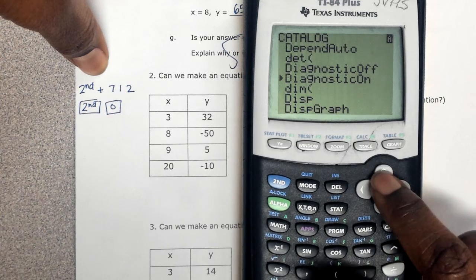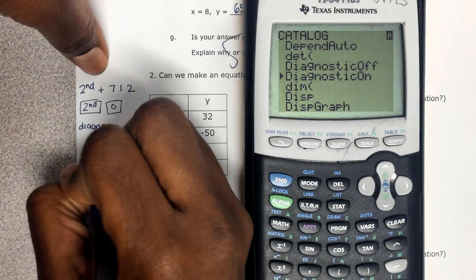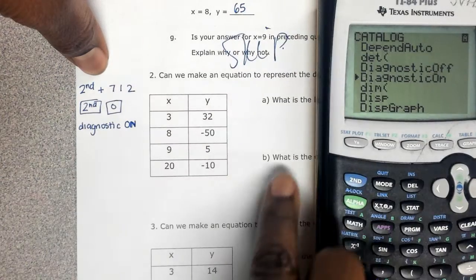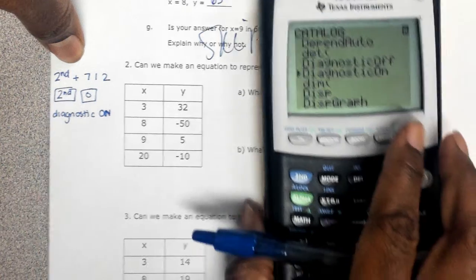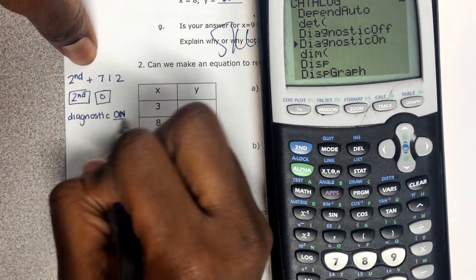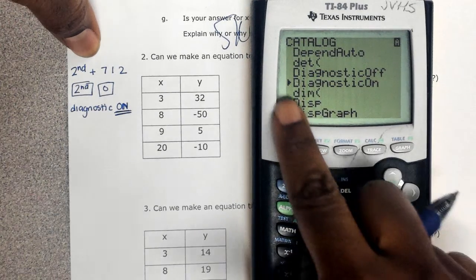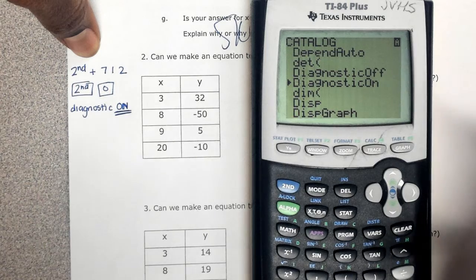I already passed it. I'm looking for diagnostic on. You have to turn the diagnostic on in order to get this answer: what is the correlation coefficient? We have to turn the diagnostic on before we start doing the StatEdit stuff, okay? So when you get your little arrow to diagnostic on, I'm going to give you about 10 seconds to get there.